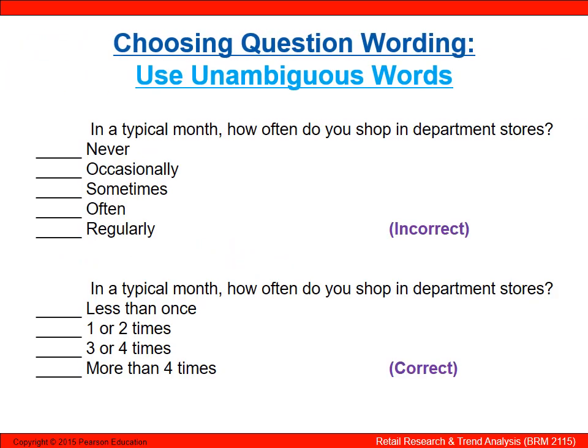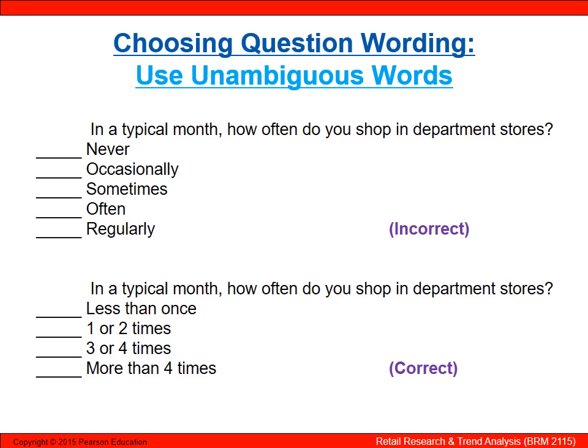Use unambiguous words. The words used in the questionnaire should have a single meaning that is known to all respondents. A number of words that appear to be unambiguous have different meanings to different people. These words include usually, normally, frequently, often, regularly, occasionally, and sometimes. Consider the following question. In a typical month, how often do you shop in the departmental stores? Never, occasionally, sometimes, often, or regularly.